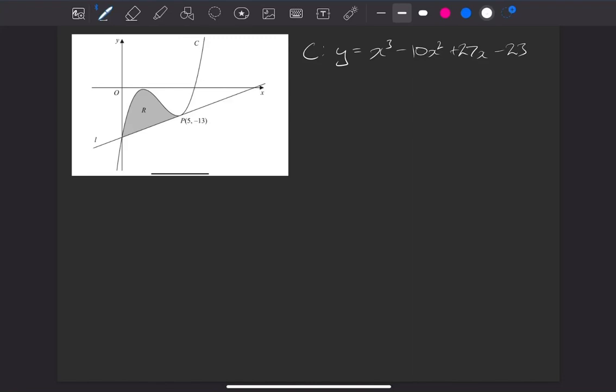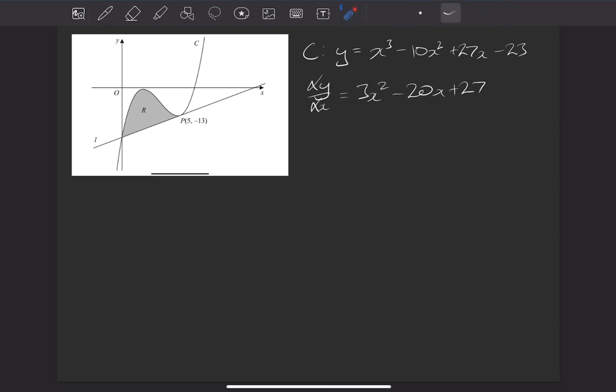Right, hello. Today we're going to find this region R. To do that, what we need to first do is differentiate C, which is given here as x cubed minus 10x squared plus 27x minus 23, so that we can figure out what the line L is. So let's do that. We'll differentiate. That will give us dy/dx is equal to 3x squared minus 20x plus 27.